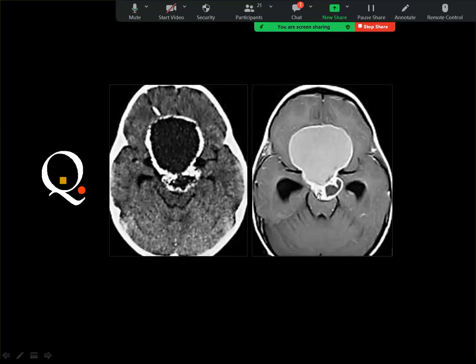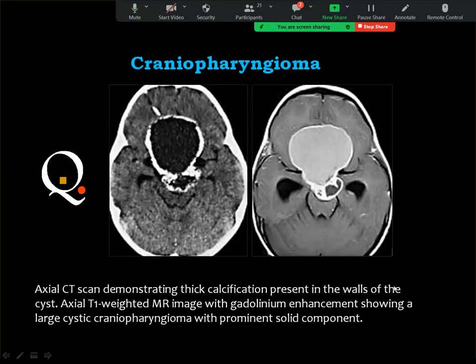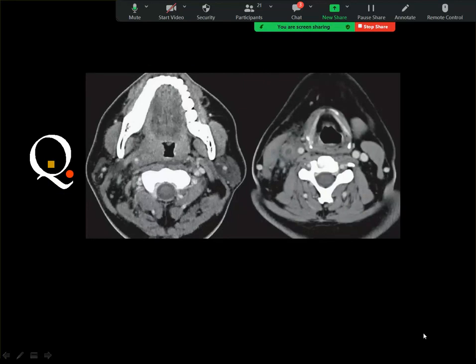But you remember that in order to diagnose craniopharyngioma, you should have two of three criteria. The three criteria are cyst, calcium, and solid component. The cyst should be present. The cyst is an essential criterion, but cyst with calcium, okay. Cyst with solid component, okay. But calcium with solid component, no. And this is a craniopharyngioma.